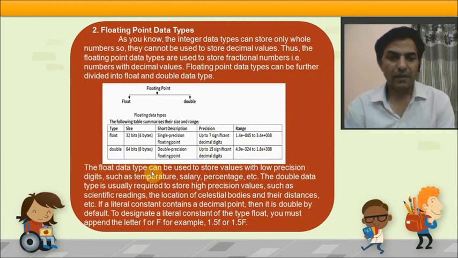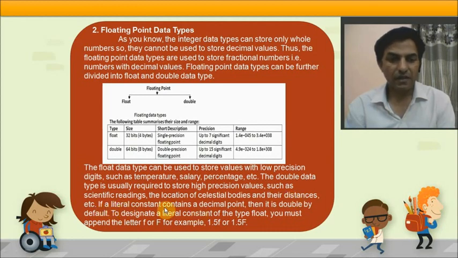The float data type can be used to store values with low precision digits such as temperature, salary, percentage, etc. Whereas the double data type is usually required to store high precision values such as scientific readings, the location of celestial bodies and their distances, etc.